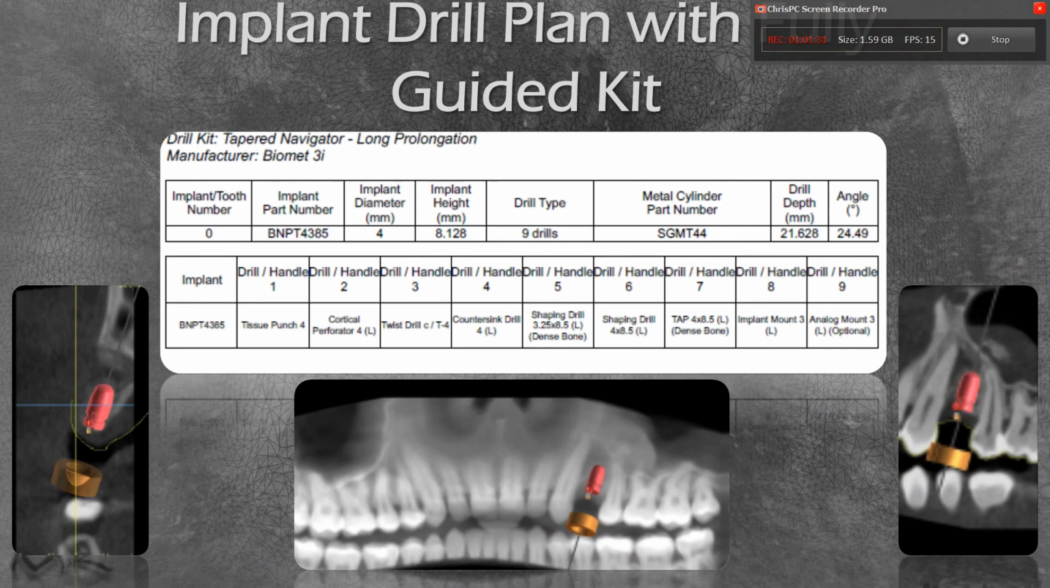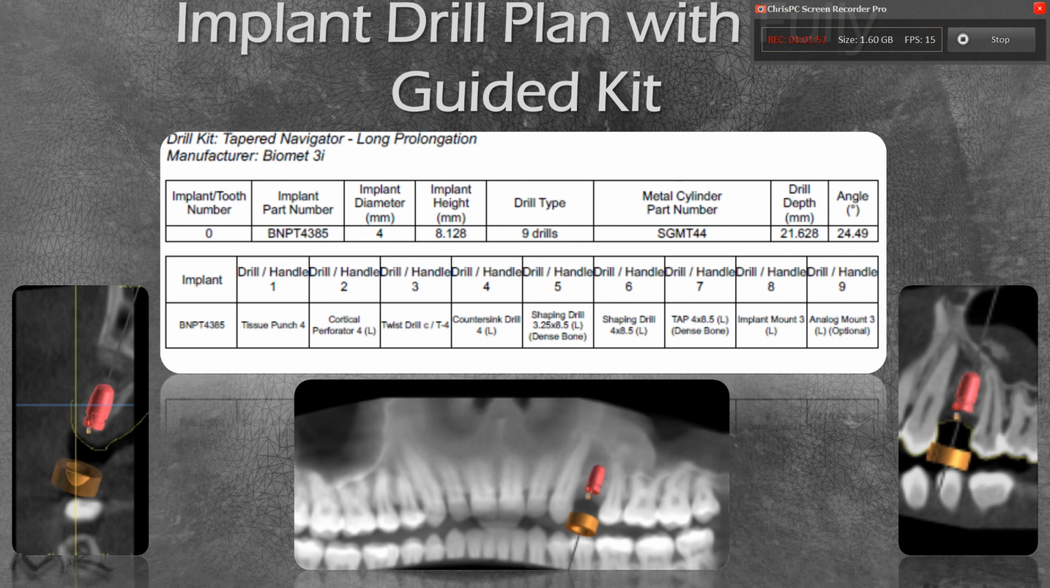So the system that I use is Biomet 3i, and I use a tapered navigator system. Now, there are many different systems out there. I'm not going to say one is superior to the other. This is just the one that I use. And here's an example using my planning software, Blue Sky, showing exactly what this implant would look like.